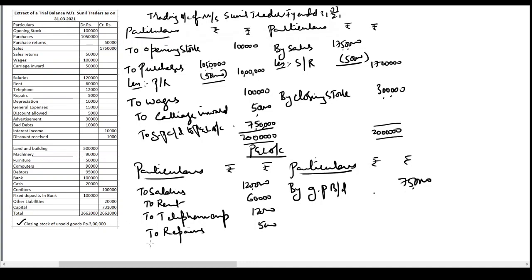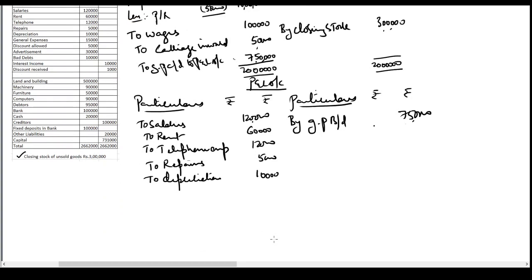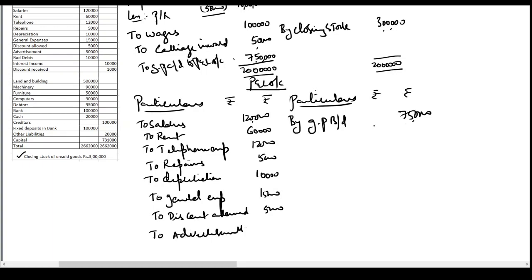Depreciation is also transferred to the P&L account and closed. We pass the entry P&L account debit to depreciation, 10,000. General expense is also transferred to the P&L account. We pass the entry P&L account debit to general expenses, 15,000. Discount allowed is also closed by transferring it to the P&L account. P&L account debit to discount allowed, 5,000. Advertisement is also closed by transferring it to the P&L account. We pass the entry P&L account debit to advertisement, 30,000.